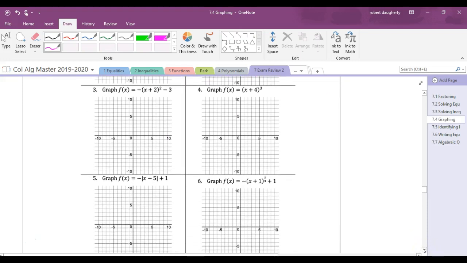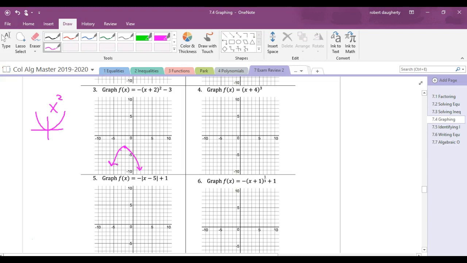The next one is based upon the parent function x squared. We know that this is the parabola that looks like this. Okay, I've been reflected about the x-axis. I have moved 2 to the left and down 3. 2 to the left and down 3 puts me right here. If I reflect about the x-axis, then I see something that looks like this.